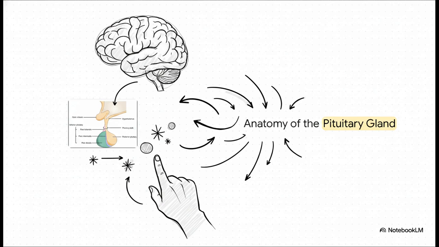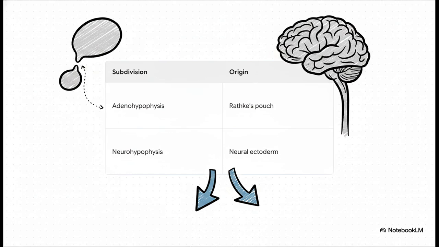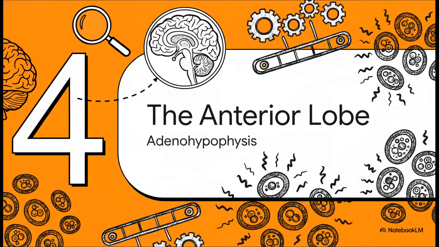Now pay attention, because this right here is a classic test question, the dual embryonic origin of the pituitary gland. It literally comes from two completely different places. The anterior lobe, or adenohypophysis, actually originates from the roof of the developing mouth, specifically a structure called Rathke's pouch, and then pinches off. Meanwhile, the posterior lobe, the neurohypophysis, grows downward from the neural tissue of the brain and stays connected. Two completely different origins mean two completely different functions. Which perfectly sets up Section 4, the anterior lobe and its secretory cells.